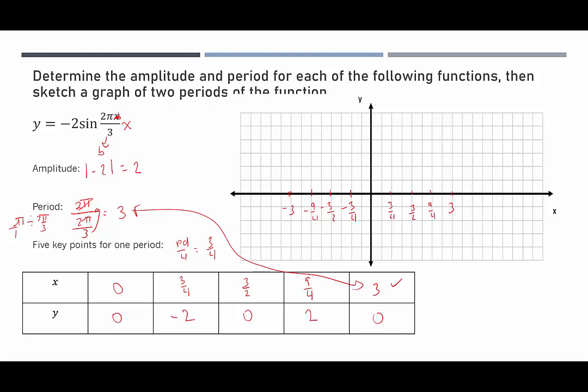And when we go to do this, we're going to start at the midline. We're going down because of the negative, back up to 0, up to 2, down to 0, down to -2, back to 0, back to 2, back to 0. And nice smooth curve here. And these have been some examples of graphing sine and cosine graphs.